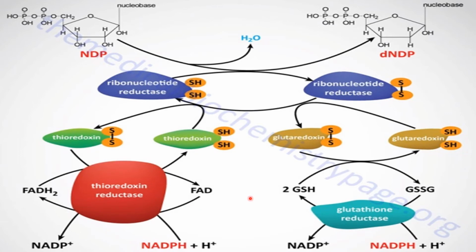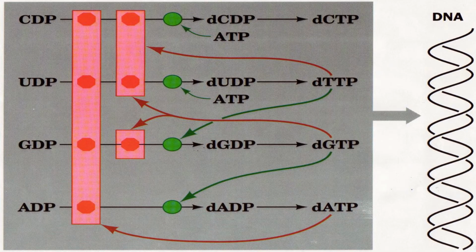Now, the hexose monophosphate shunt pathway helps the synthesis of purines as well as pyrimidines by two means. Number one, by the supply of ribose 5-phosphate, and number two, by the reduction of nucleotide diphosphate to deoxynucleotide diphosphate by providing NADPH. Now this is the regulation of ribonucleotide reductase.